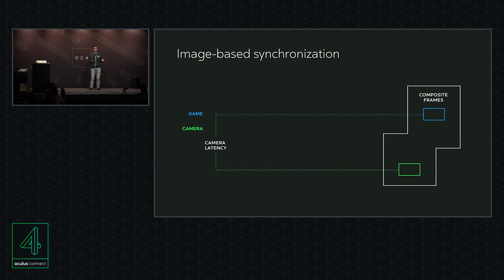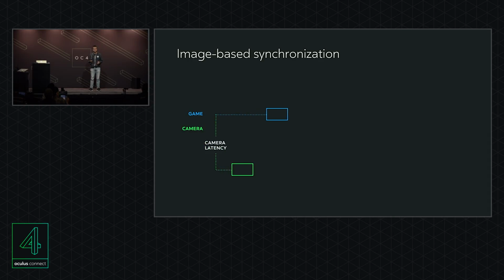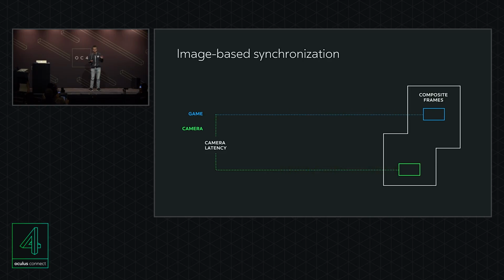The first method is image-based synchronization. It's difficult for us to revert the game to an old state. But if we render the VR world to foreground and background images, we could buffer those images and then composite the camera frame with the old foreground and background images. As we can see, it composites the current camera frame with a past game frame.